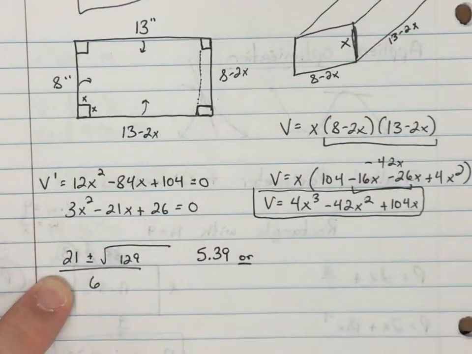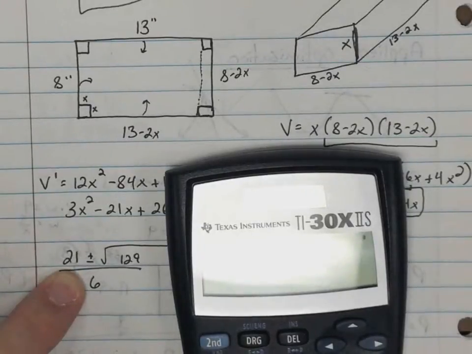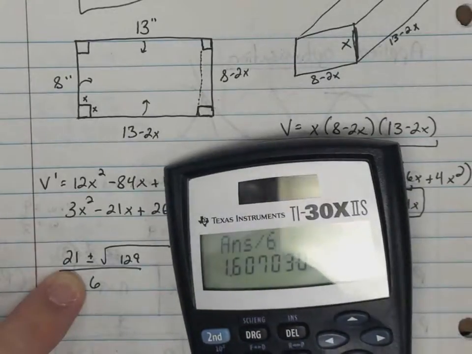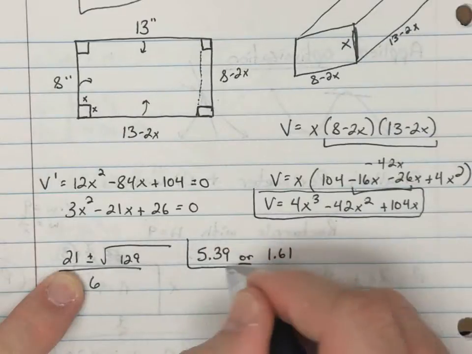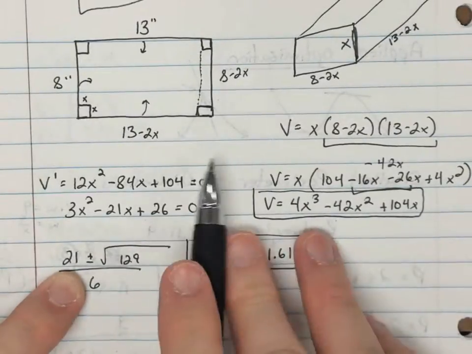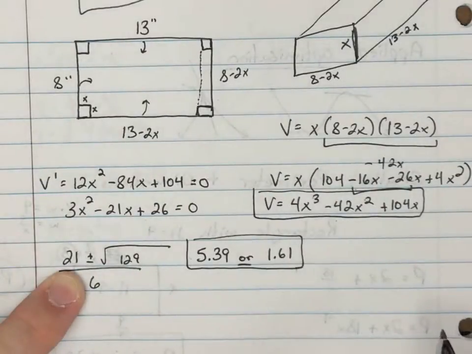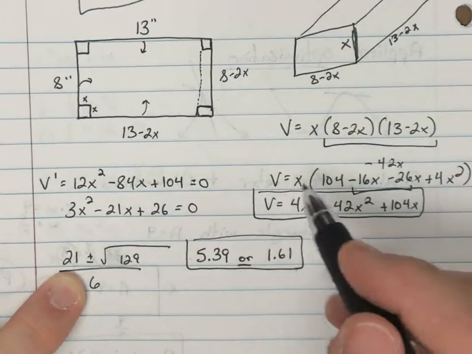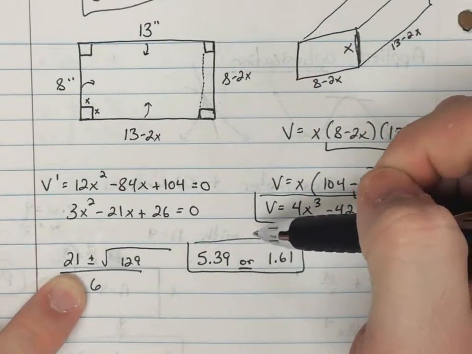Now we have to do 21 minus root 129. 21 minus the square root of 129 divided by 6, enter, gives me 1.61. So those are the x values that will give you the smallest and the largest possible volume. So let's actually plug these in and get dimensions. Those are my x values, those are not my dimensions.